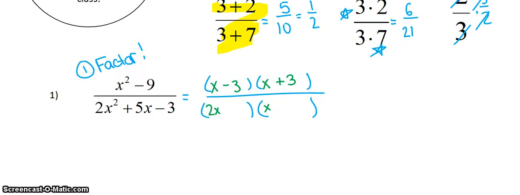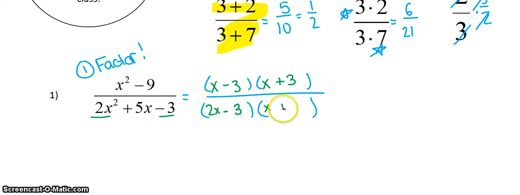So guess and check, to refresh our memory. Your first two terms need to multiply to be the first term. So the only thing that multiplies to be 2x squared is 2x and x. Now my last terms need to be multiplied to negative 3. So the only options are negative 3 and 1 or negative 1 and positive 3. So I'm just going to check.